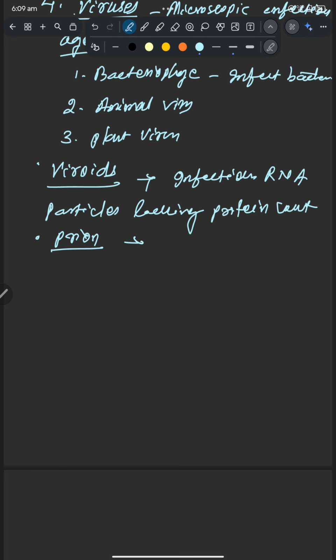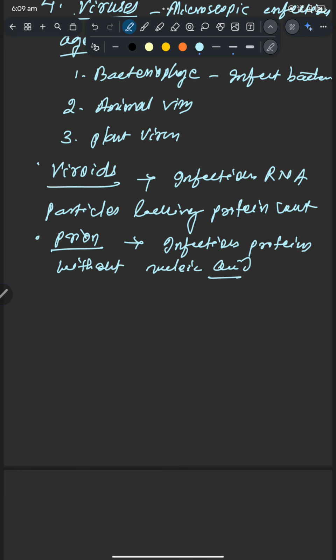You have already studied this in class 11th. So these are infectious proteins, and these are only proteins. They don't have nucleic acid. Okay, so they don't have RNA or DNA, only the proteins are there, and these proteins are infectious.